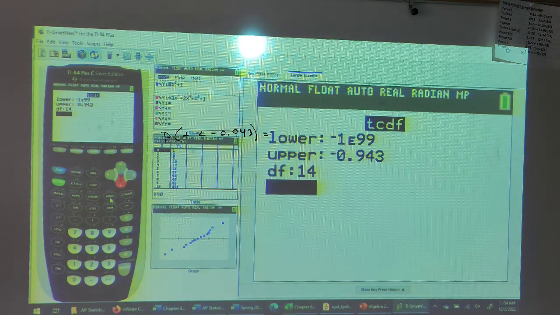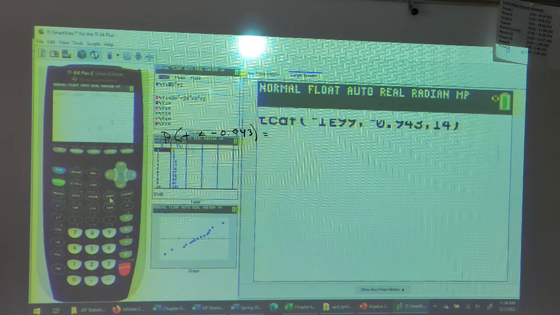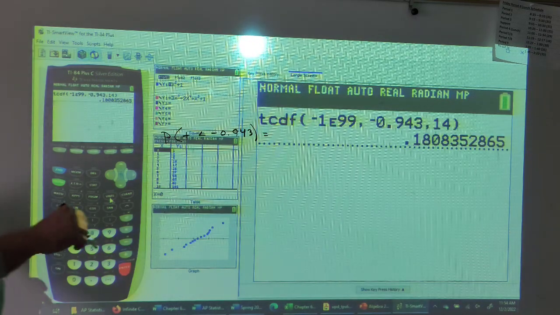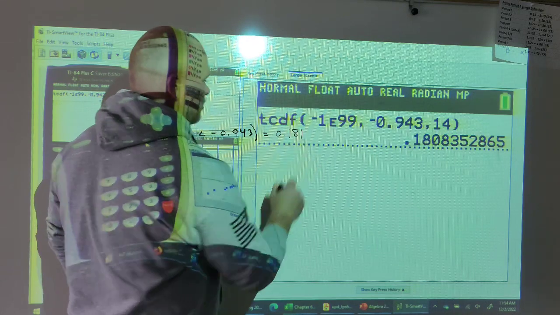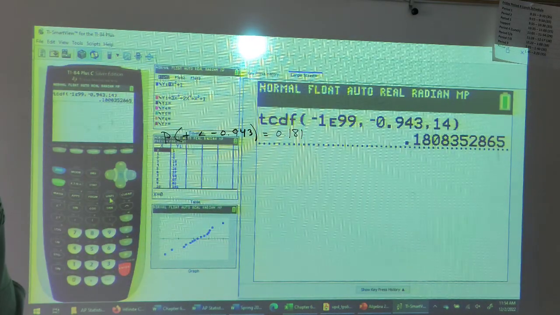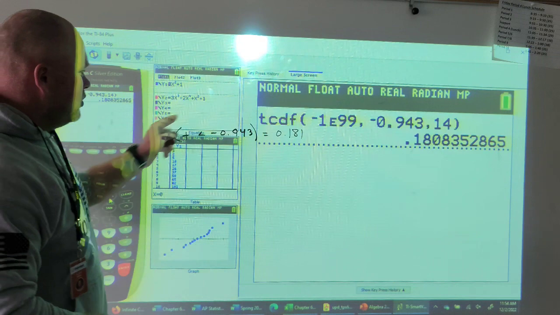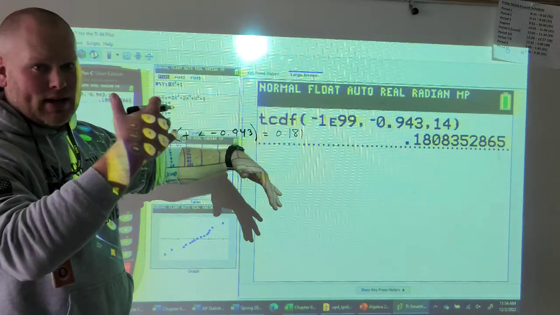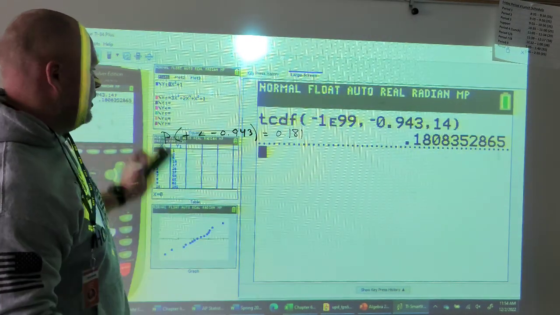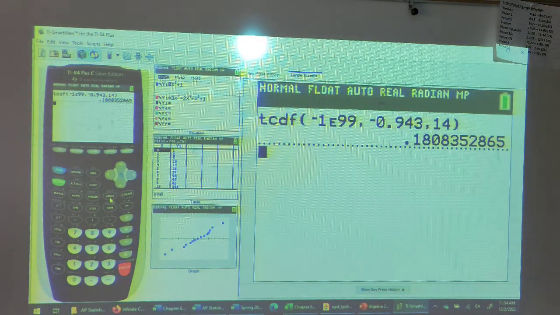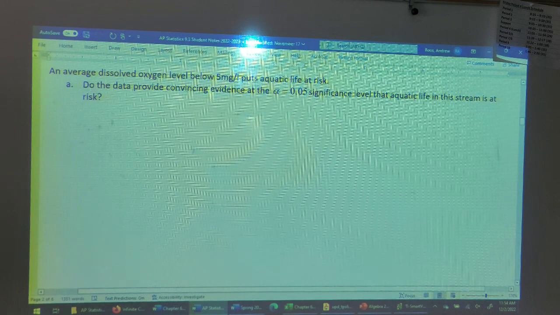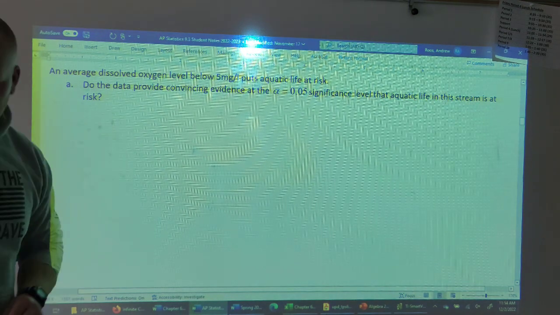So that, if we did everything right, should give you the same p-value as we got with the t-test. About 0.18, 0.181. Okay? Again, you wouldn't have to do this for that test. I'm just showing you that because you're going to have to do that on a multiple choice question later on. So coming back to our question, after we ran the t-test, we got a p-value of 0.18.